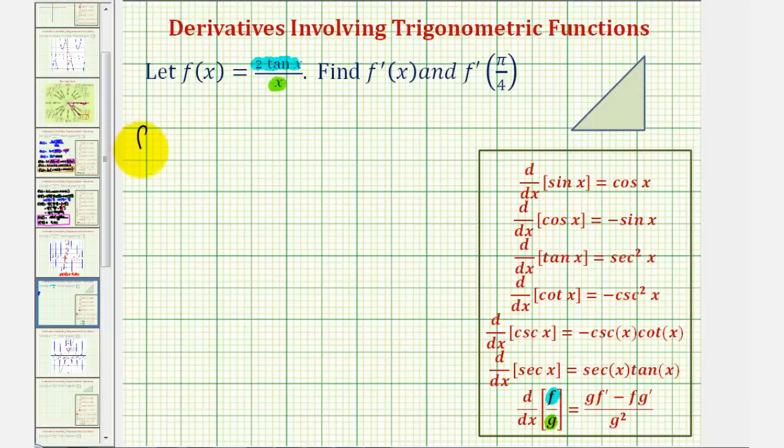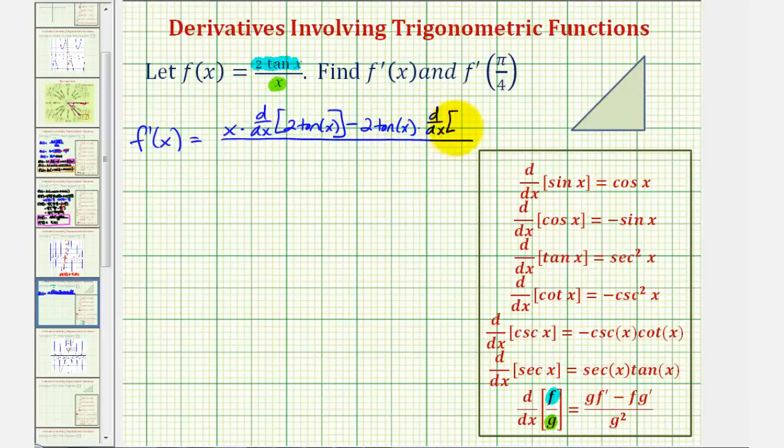So f prime of x will be equal to, starting in the numerator, we would have the denominator, which is x, times the derivative of the numerator, which would be the derivative of 2 tangent x with respect to x, and then minus the numerator, 2 tangent x, times the derivative of the denominator, the derivative of x with respect to x. We divide all of this by the denominator squared, which in our case would be x squared.